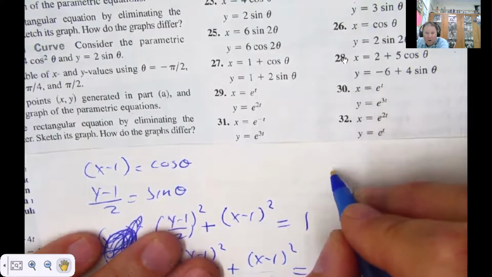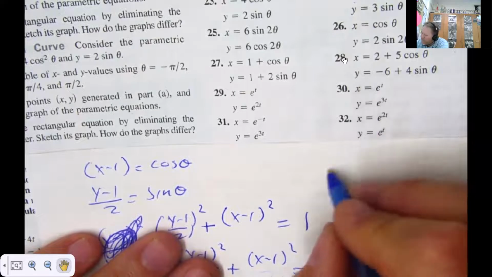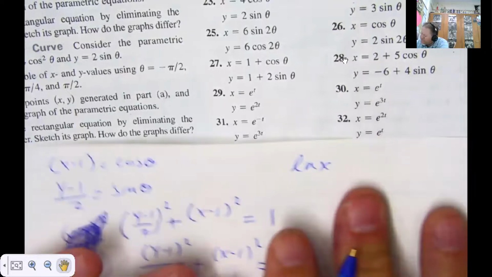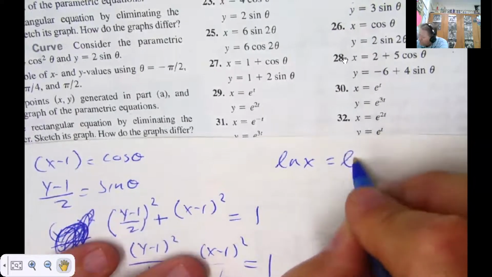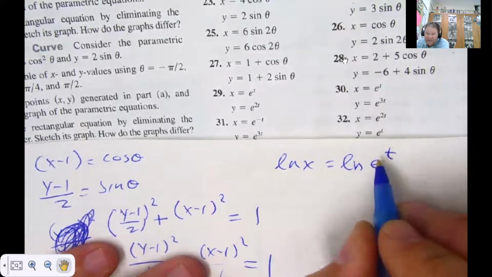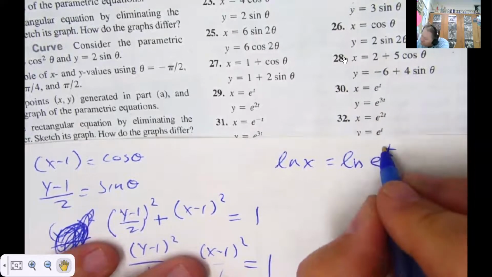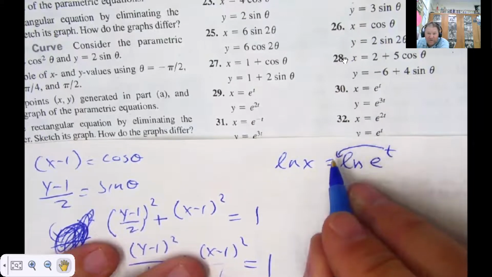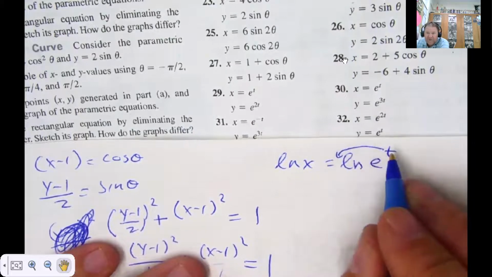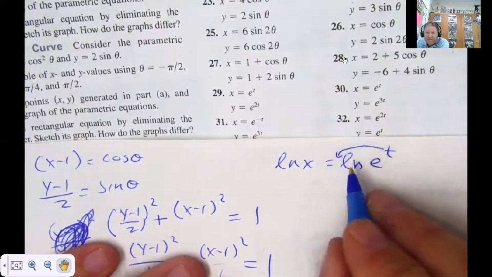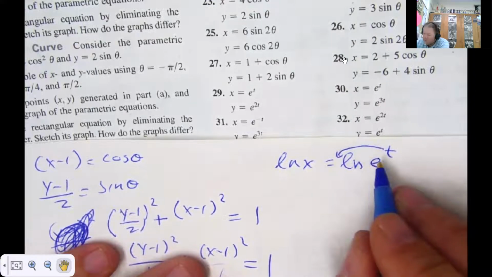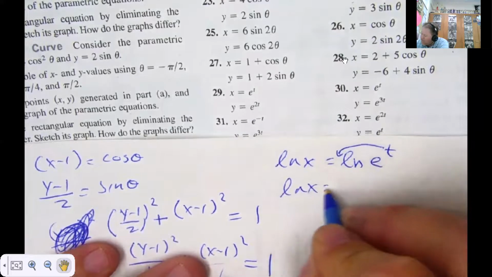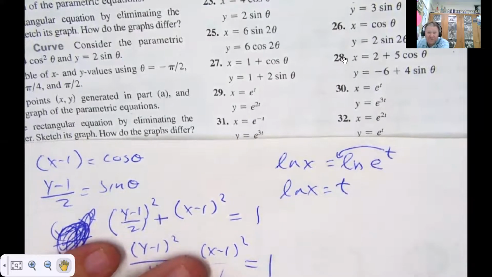So I'm going to take the log of both sides. The natural log of x equals the natural log of e to the t. And again, remember, the exponent rule says I can bring that t to the outside, and then the natural log of e is 1. So t equals the natural log of x. Okay, I've solved for t.